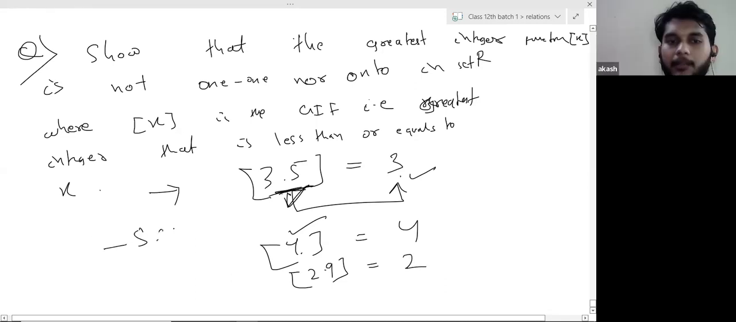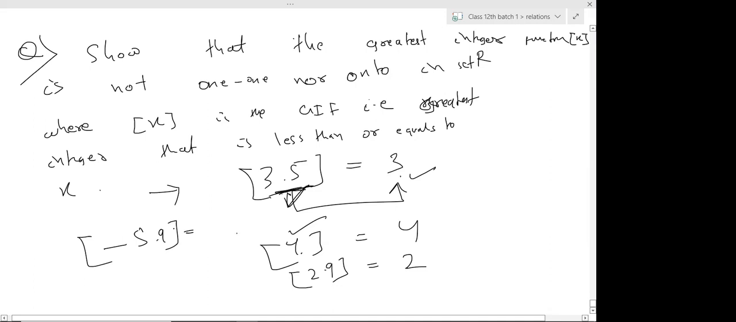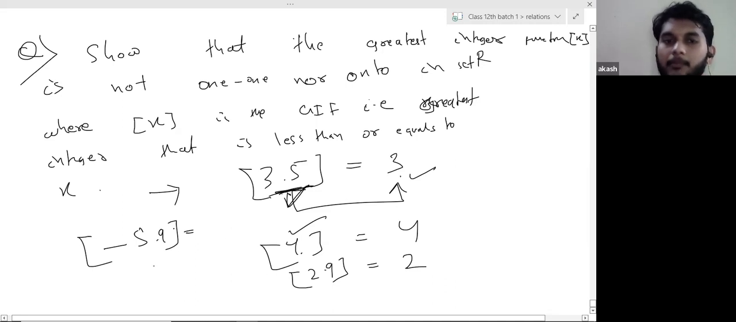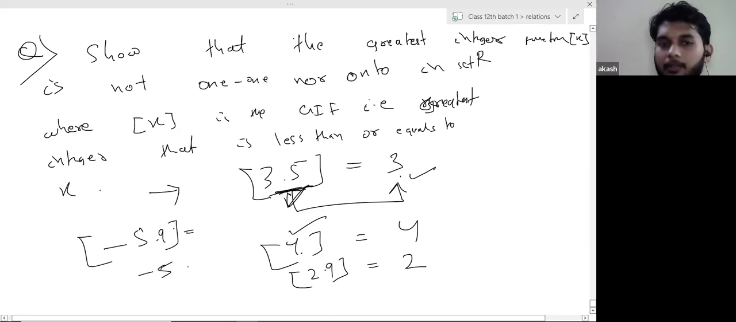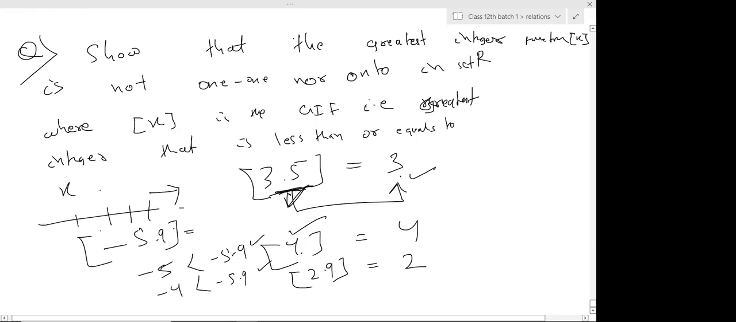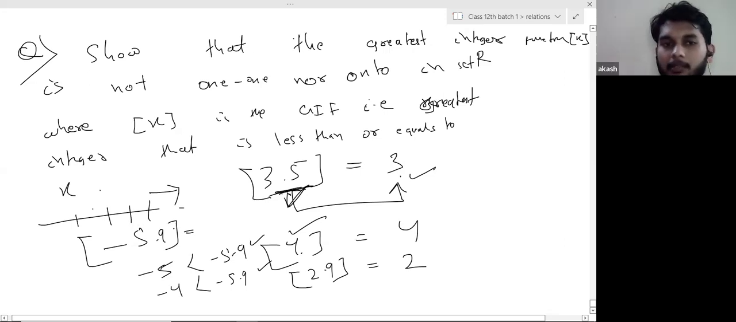If I put minus 5.9, what will be the answer here? Minus 5? Is it right? Is it minus 4? It will be minus 4. So minus 5 is lesser than minus 5.9, or minus 4 is lesser than minus 5.9. Is it true? In a number line? Then it will be minus 6. Minus 6, absolutely right. See, if this is minus 5.9, then the number lesser than this will be minus 6, right? Minus 5 will be on the right side.